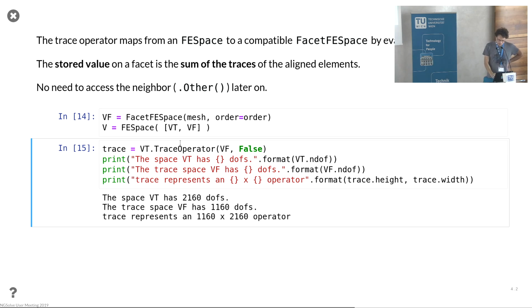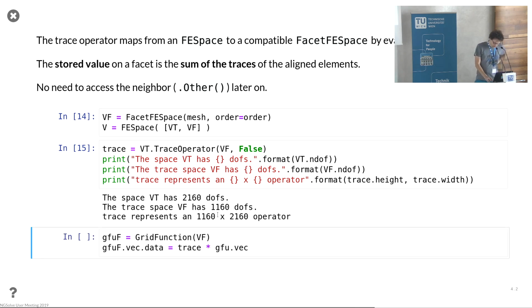So this seems to be consistent. The volume finite element space has 2,160 degrees of freedom. The trace space only 1,160, and the operator corresponds to a matrix of dimension trace dimension times volume dimension. Okay, and you can apply this like this. Again, this is a base matrix that you can simply apply.